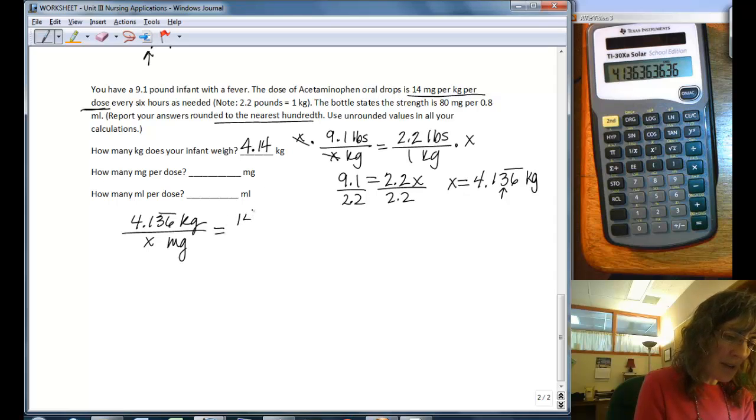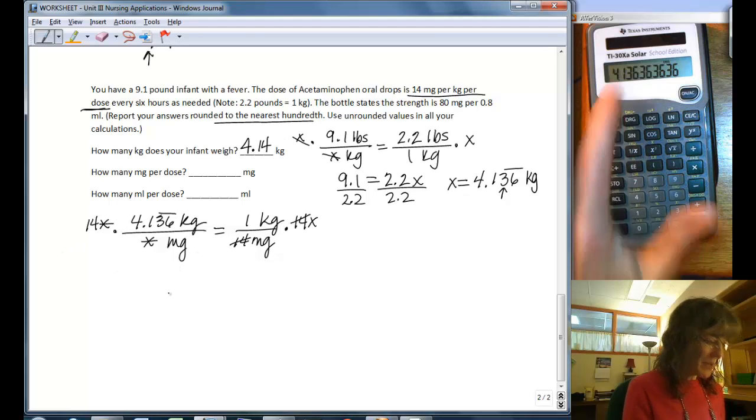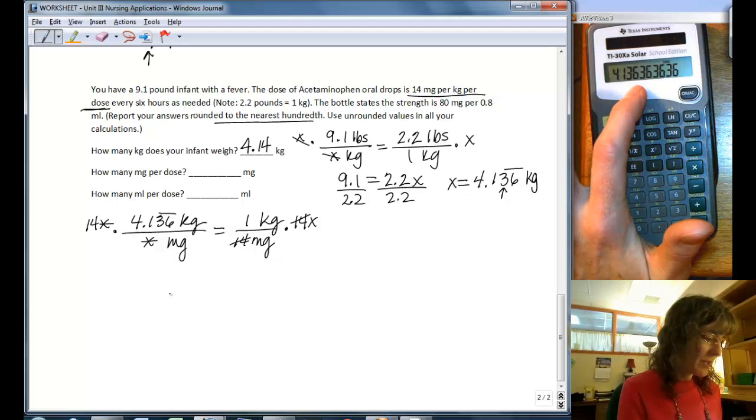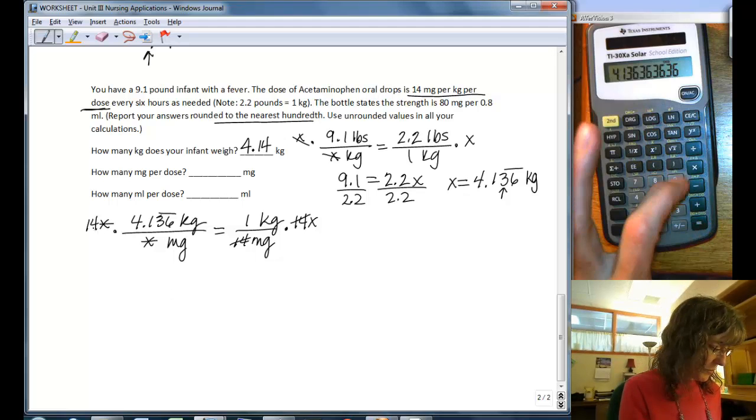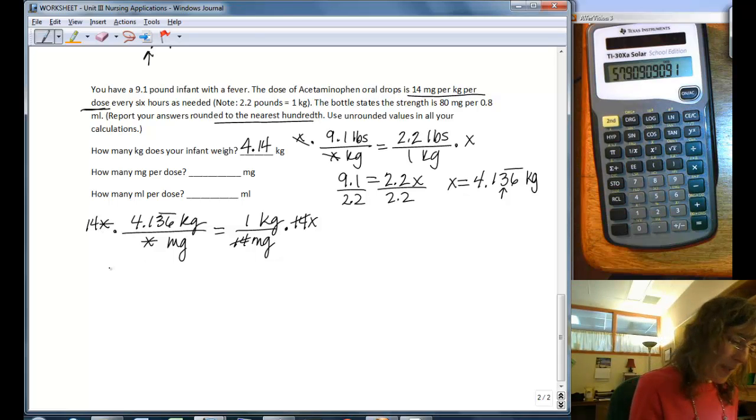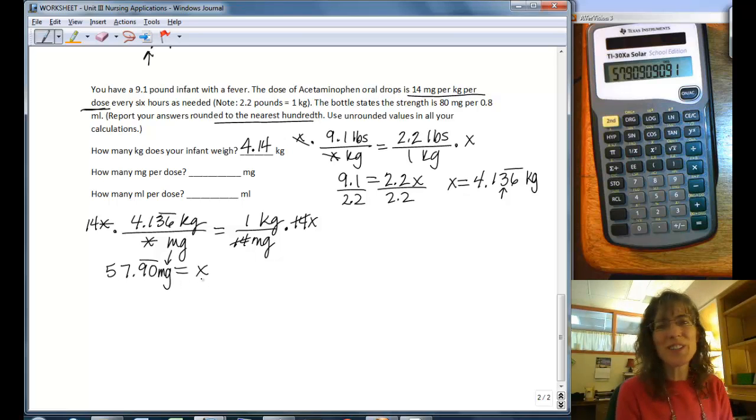And then it was 14, well, that's milligrams, so it has to go in the numerator. 14 milligrams per 1 kilogram. Multiply both sides by 14x. My x's go, my 14's go, and I have this 4.136 with the repeating part on it still sitting on my calculator. I need to multiply by 14, and I have 57.90 repeating equals x. And remember, that is in milligrams because that's what my x was when I wrote out the proportion.